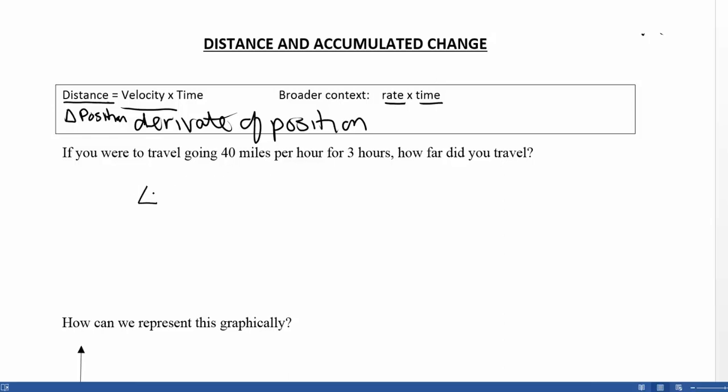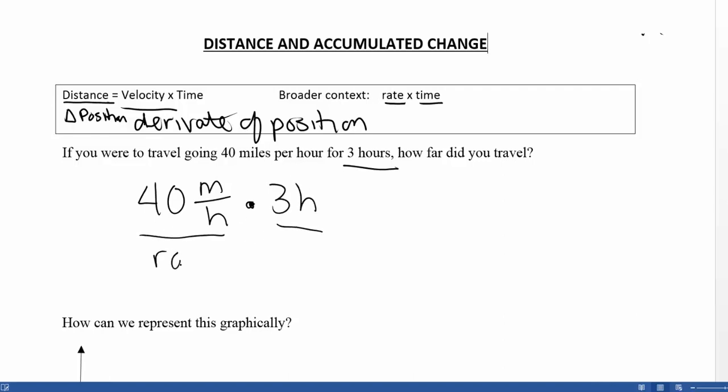So if we're going 40 miles an hour, we're going to write the units here. We can multiply that by 3 hours because that's how long we are going at this rate. So we have a rate times time. And that's going to tell me what? Well, here the hours are going to cancel, and 40 times 3 is 120 miles. So if I multiply these two numbers, I get 120 miles. What does that really mean? That means that my position changed by 120 miles because I went at that rate for 3 hours in time.